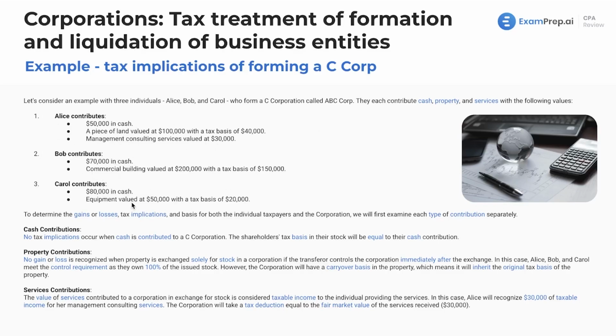So take a second, look at that. If we can also reference it as we go along. Now, in order to determine the gains or losses, the tax implications, and the basis for both the individual taxpayers and the corporation, we have to look at all of the contributions separately.